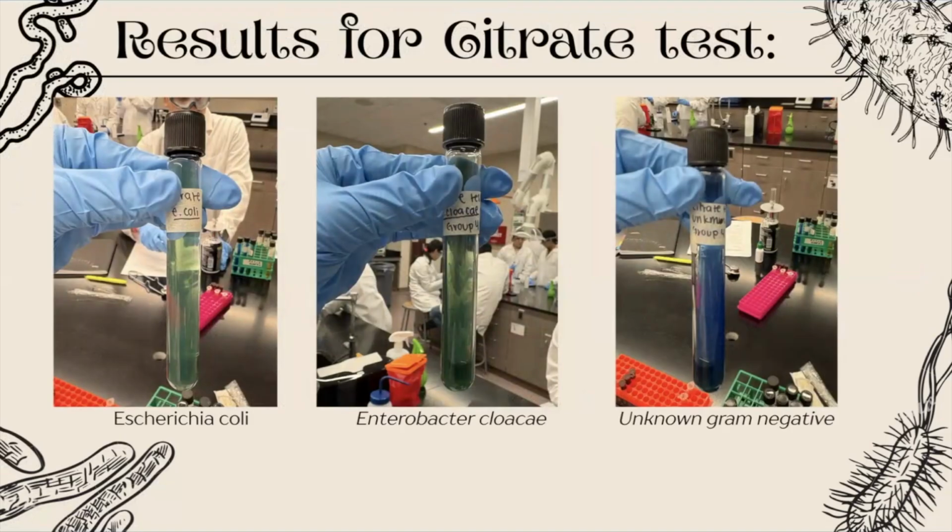For our citrate test, our E. coli, the medium remained green, so it can't utilize citrate, so it's a negative result. For our E. cloacae, there's green, but we see a bluish tint to it, so we indicated that as positive, meaning it utilizes citrate. And then for our unknown gram-negative, it completely turned blue, so we indicate that as a positive result, so it utilizes citrate as a sole carbon source.